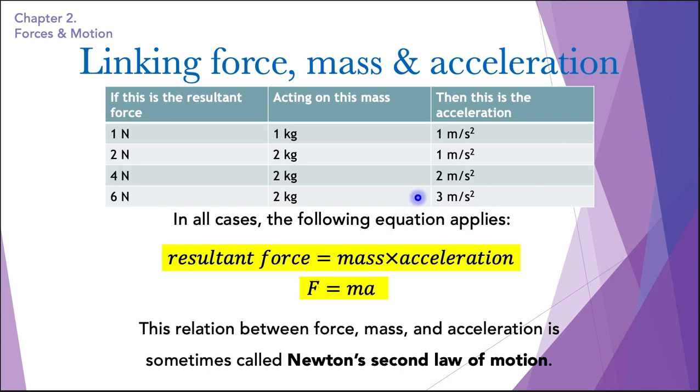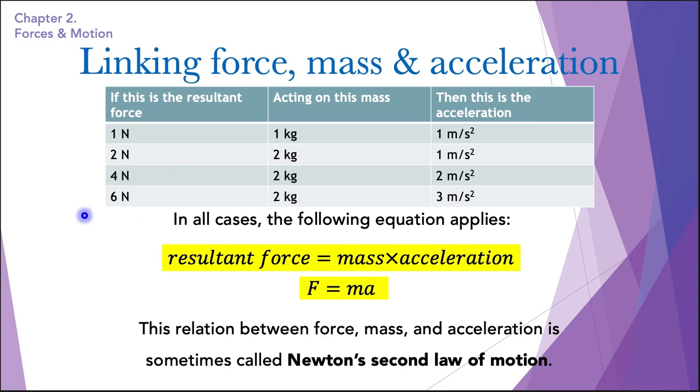In all cases, this equation applies: resultant force is equal to mass times acceleration, also known as F = ma. This is the equation of force. Any kind of force can be measured with this equation. This relationship between force, mass and acceleration is sometimes called Newton's second law of motion.